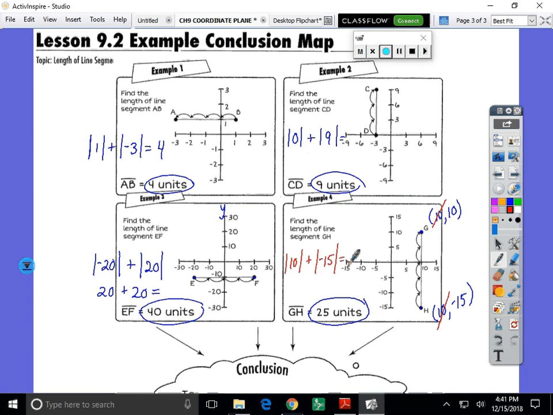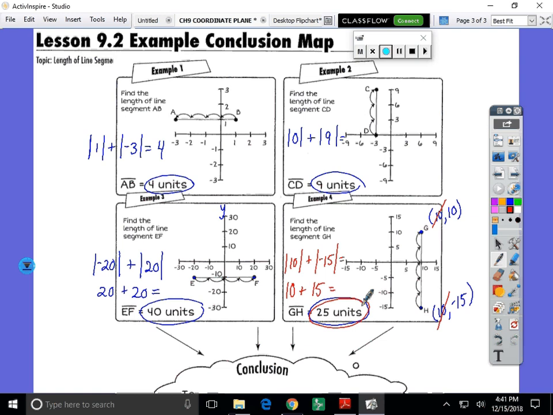Now this is not a fabulous example because each time in my examples here we're crossing an axis, aren't we? We didn't really get to see the subtraction method of this, but that's okay. So 10 is 10 away from 0, -15 is 15 away from 0. If I add together, I will get that 25 units.